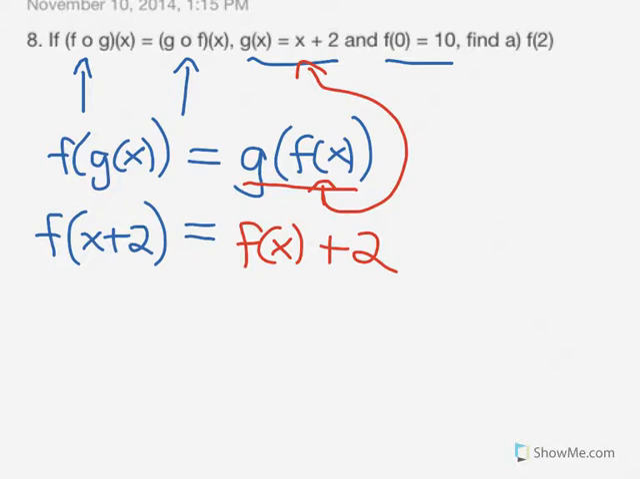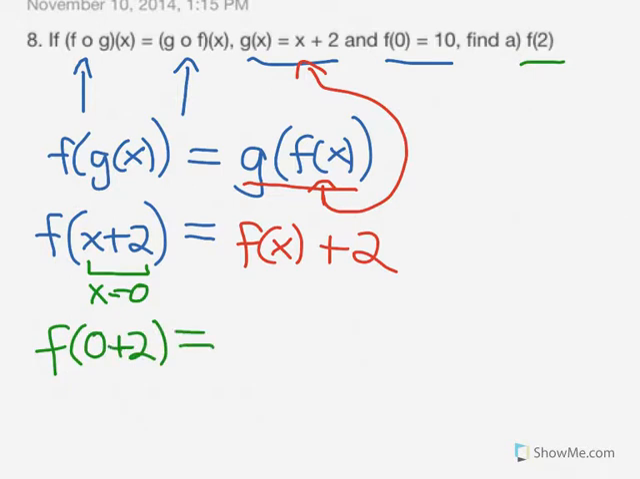Now we go back to what they're asking us, that we want to find f of 2. So if we want f of 2, how do we make this x plus 2 equal 2? Well, x must be 0. f of 0 plus 2, that's the same as f of 2, so that's what we want. We said x is 0, so it's f of 0 plus 2.